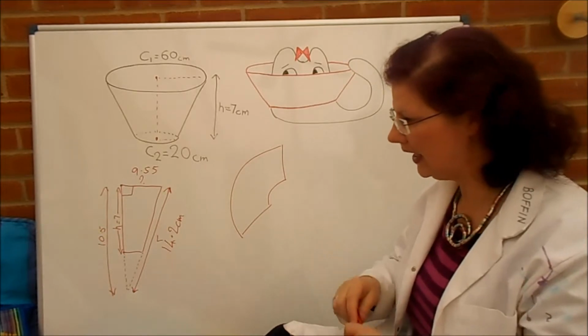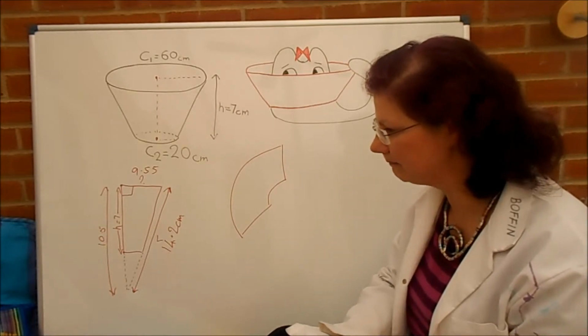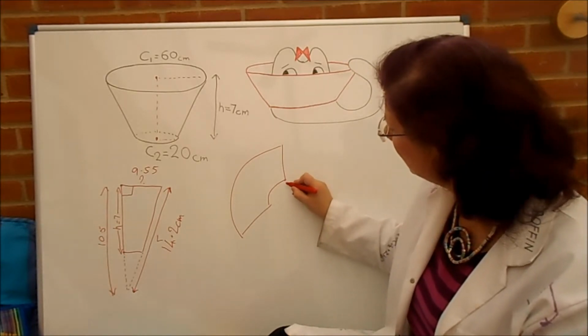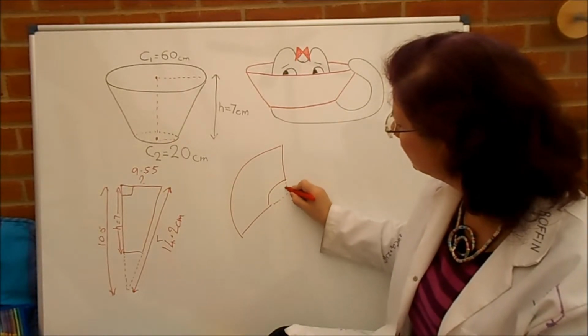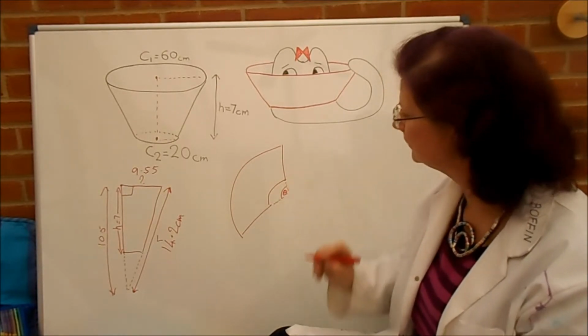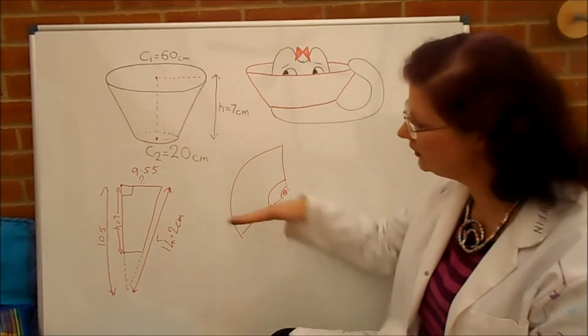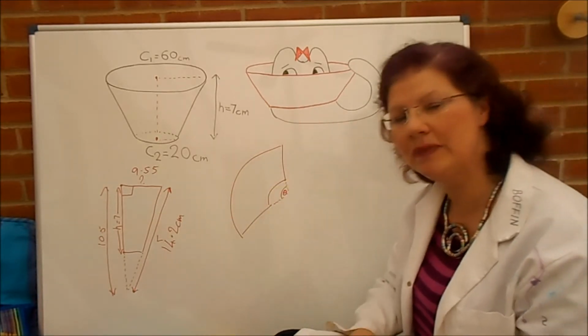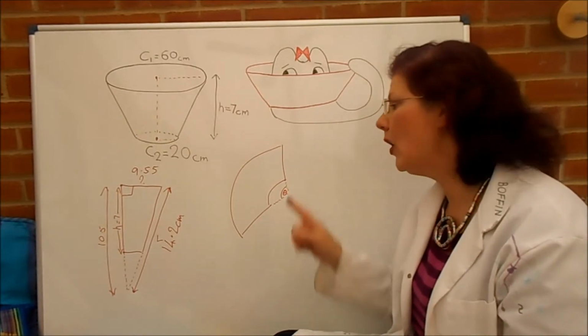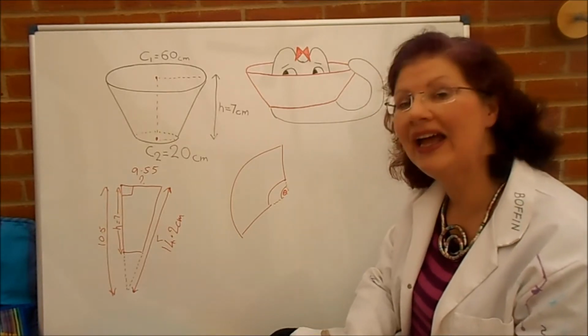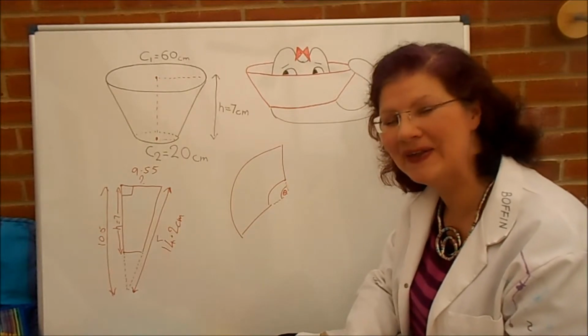Okay? And all we want to know on here is what angle does she need to cut out? Okay, what is that angle? Theta, that's a little mini theta there. Okay, so it's this kind of windscreen wiper shape she needs to cut out in order to make the cone. What is the angle at the centre? Okay, so part C, off you go.